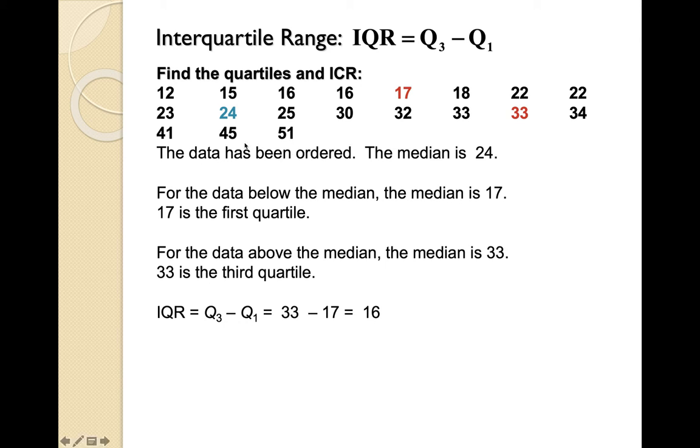The data have been ordered, and so the median is 24, and then the first quartile is 17, the third quartile is 33, so the interquartile range is going to be 33 minus 17, which is 16.